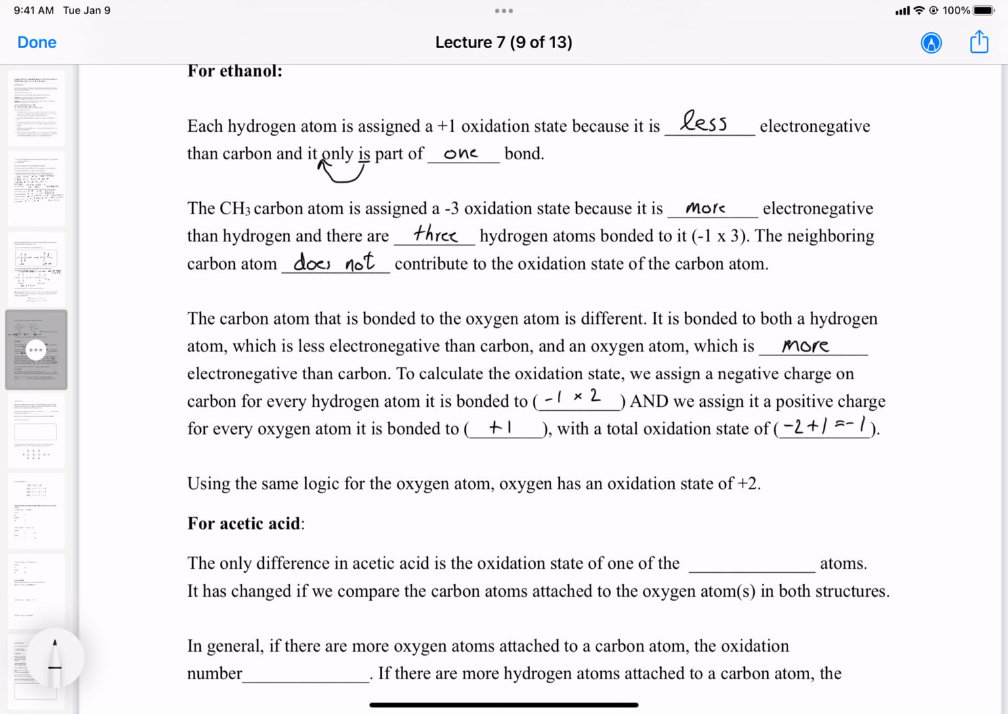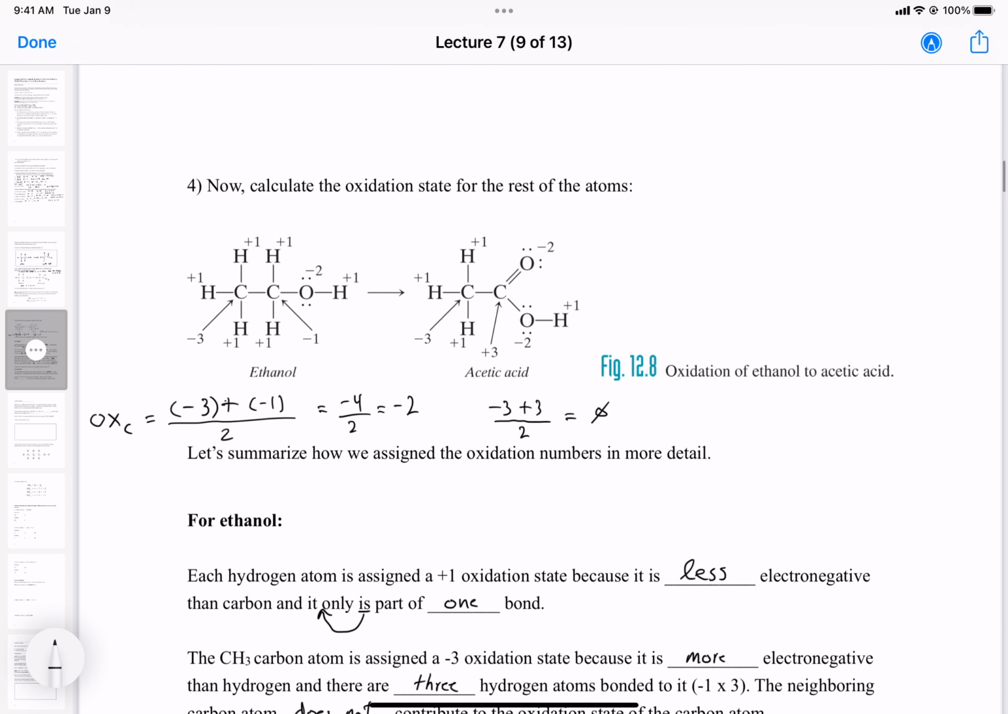Okay, now for acetic acid, we have to consider things a little differently. The only difference in acetic acid is the oxidation state of one of the carbon atoms, right? Because that's the only number that's changing in both compounds, if we compare it up here. Every oxygen atom is still -2, each hydrogen atom is still +1, and one of the carbon atoms is the same because the bonding in the carbon atom didn't change at all. You're still connected to a carbon and 3 hydrogens.